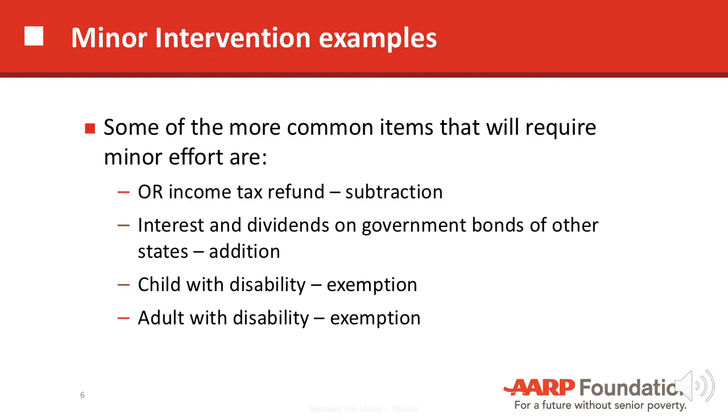Next, we'll talk about some examples of where some minor intervention is needed. Additional information put on the state return to complete it. For topics like your Oregon income tax refund, interest and dividend on government bonds of other states, or if the taxpayer has a child or an adult with a qualifying disability, there's not quite enough information on the federal return. So let's go into more detail.